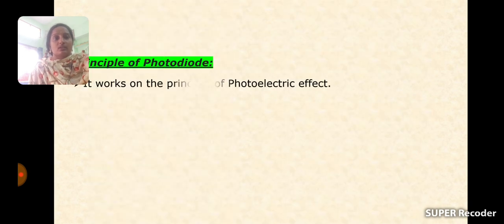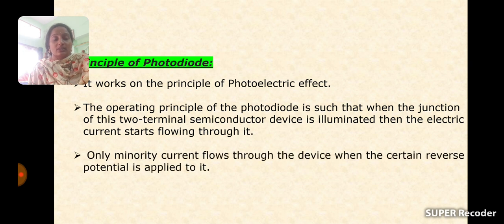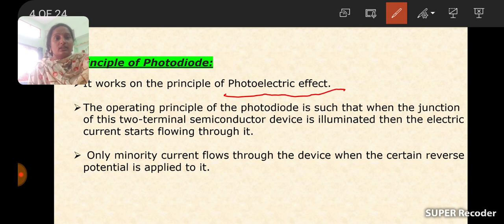And see here, what is the principle? Which name do we allot to the principle? The conversion of light energy into electric energy is called photoelectric effect. What is the principle involved in the photodiode? It is called photoelectric effect. The light energy is converted into the electric energy. The name of the principle is called what? Photoelectric effect.